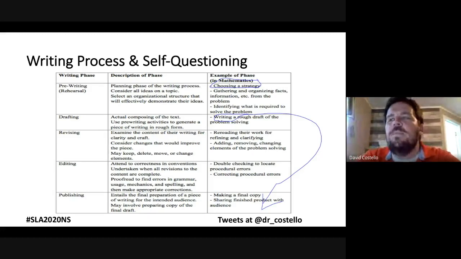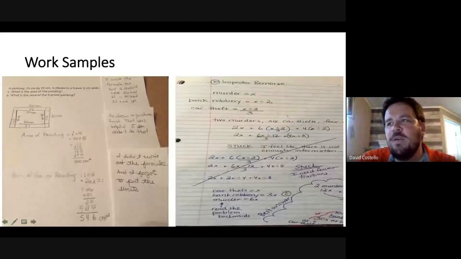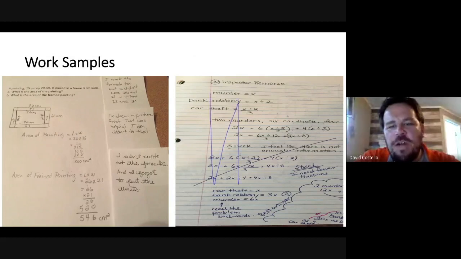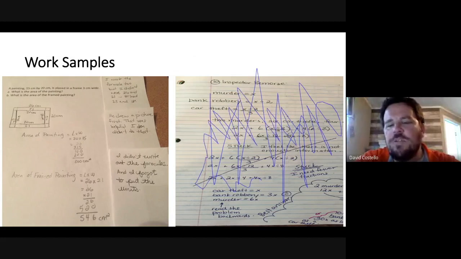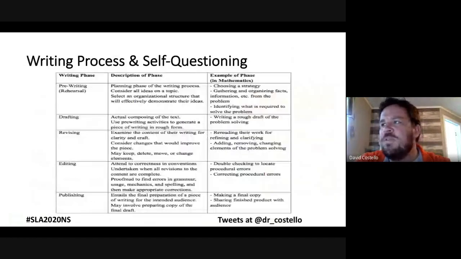Going back, and I'm just going to go back to a slide here, going back to the work samples on the inspector remorse problem, if we didn't value what their thinking is, we would not have any of this work right here. We would not have any of that whatsoever. We would just go to their good copy right here, and think of all of the thinking that we miss. So sometimes when we're self-questioning, we need to provide the structure for that and the process for that.